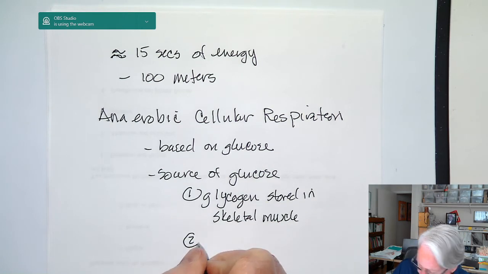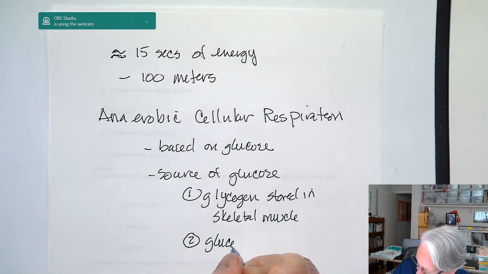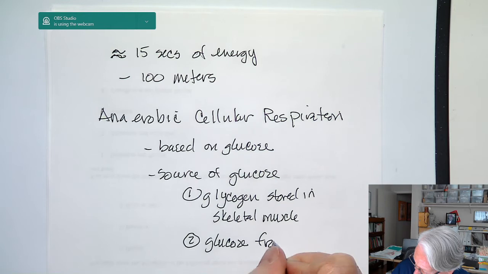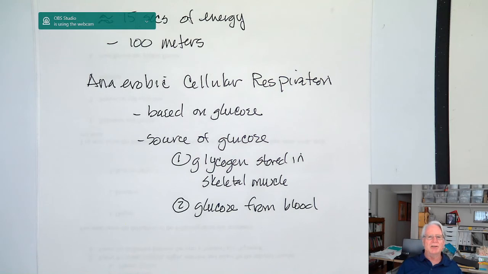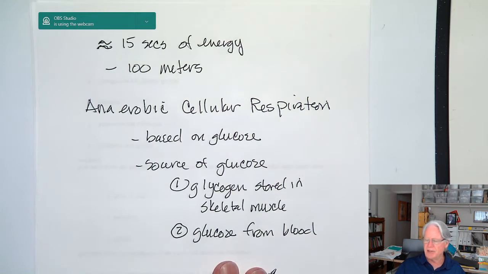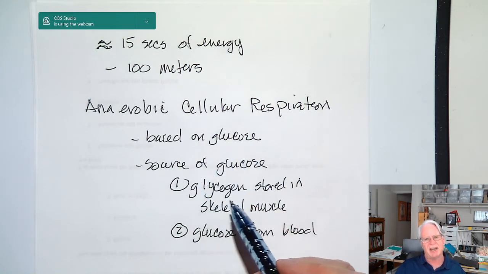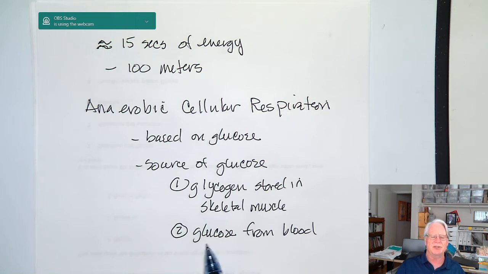And number two, glucose from the blood. So coming in with the blood. Now the problem here, because this could be an unlimited source of glucose, depending on your internal body conditions. But the problem is that after your 15 seconds, your heart rate and your breathing is starting to climb a little bit, but the demand for ATP within a skeletal muscle is outstripping the ability of your circulatory system to deliver glucose and particularly oxygen into muscle cells.